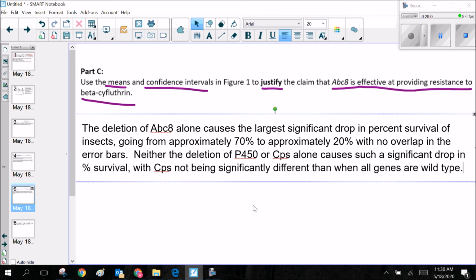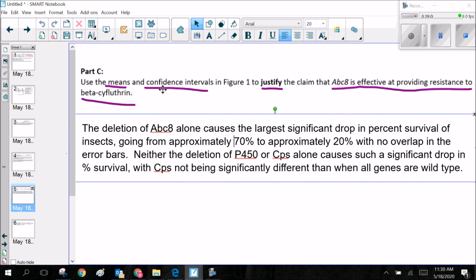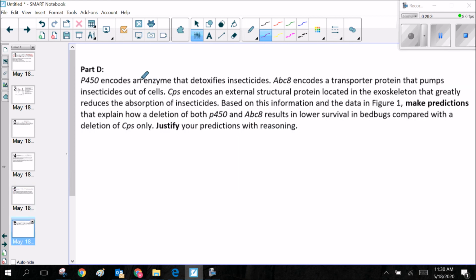And that just sort of allows us to be able to compare all of them. So those are a couple of different ways that you could do it and compare this. But essentially what we're just trying to do is use the actual means in the data and the confidence intervals to make sure that we're explaining why it seems as if ABCA8 is the most important gene involved in insecticide resistance. So hopefully that makes sense. We have justified this claim. We'll move on to part D.